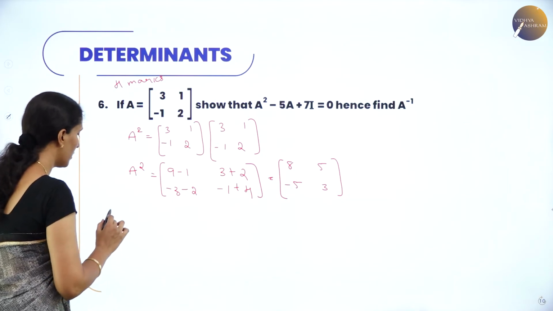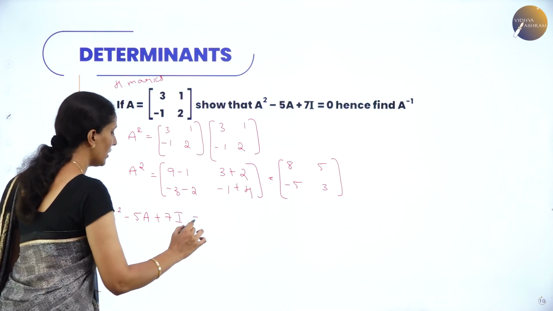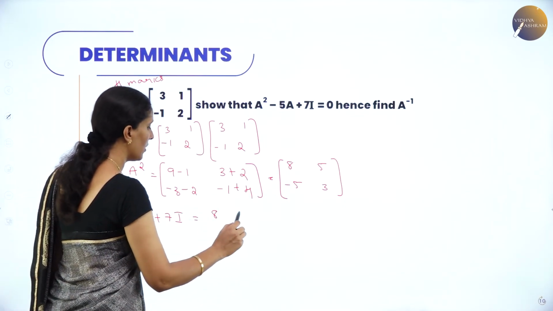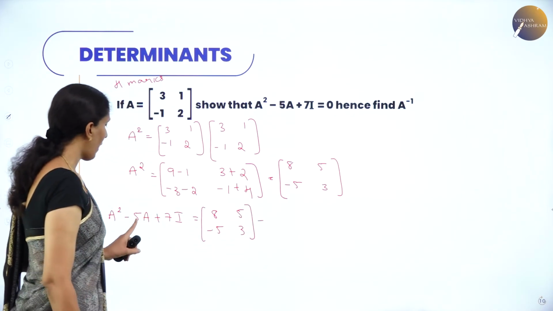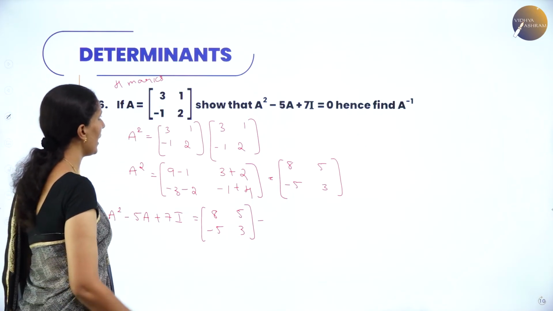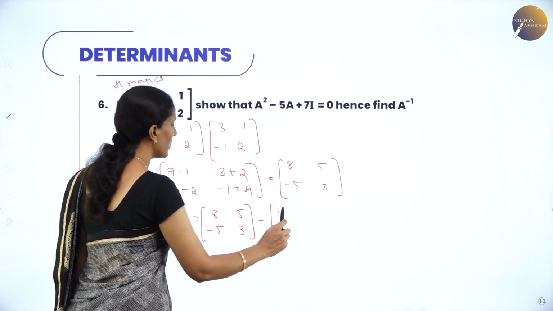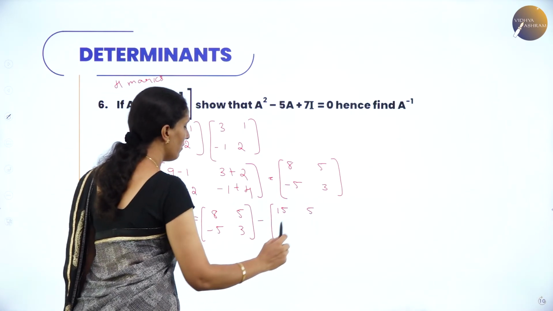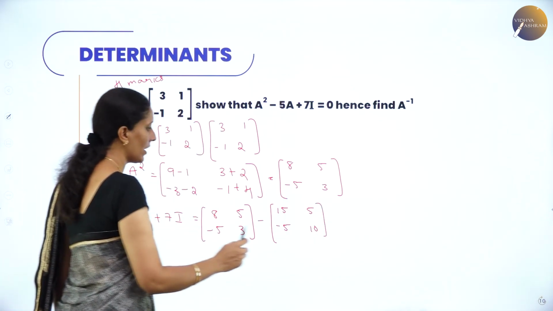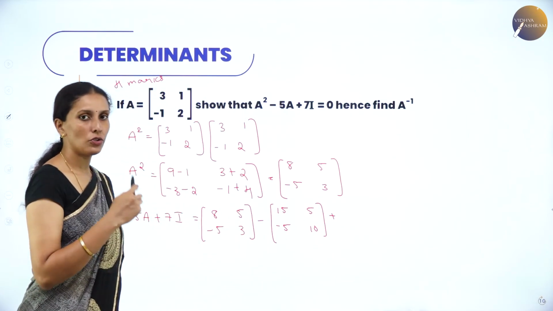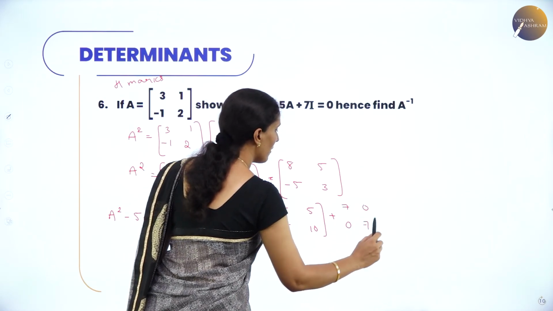So let's see now A square minus 5A plus 7I. Here A square is [8, 5; -5, 3]. Minus 5 into A means 5 into A, that is [3, 1; -1, 2]. So let's multiply by 5 now. 5 3s are 15, 5 1s are 5, minus 5, next 10. Next we have plus 7I. So 7 into I means 7 into the matrix [1, 0; 0, 1]. So we get 7, 0, 0, 7.